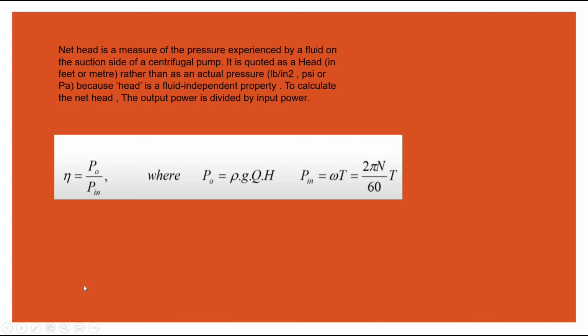Net head is a measure of the pressure experienced by a fluid on the suction side of a centrifugal pump. It is called head rather than an actual pressure, because head is a fluid-independent property. To calculate the net head, the output power is divided by the input power. And below is the calculation for the net head.